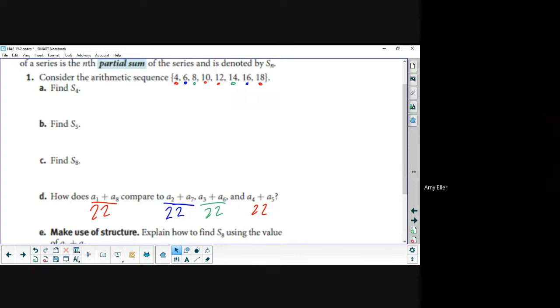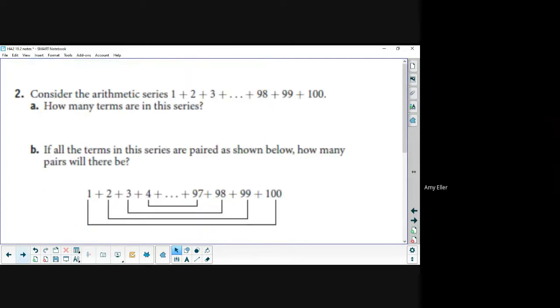Let's skip over E and look at number 2. Number 2. Consider the arithmetic sequence 1, 2, 3, 4, and so on. What's my common difference here? 1. We know the dots mean there's a bunch of numbers in there. They're just not listing them out. So it goes all the way through 100.